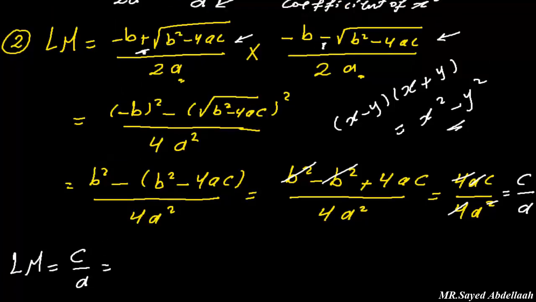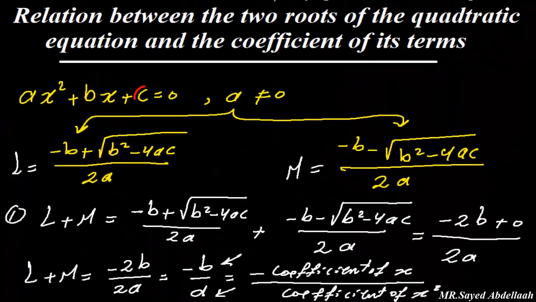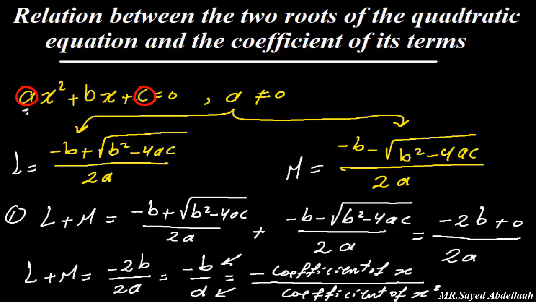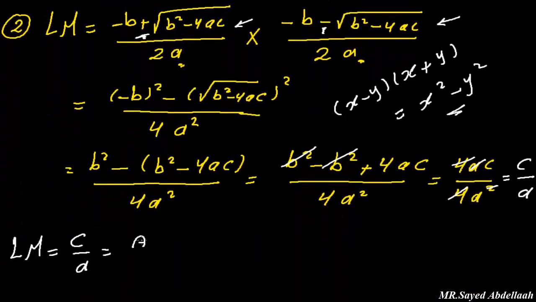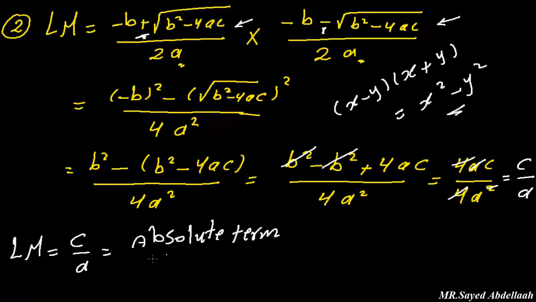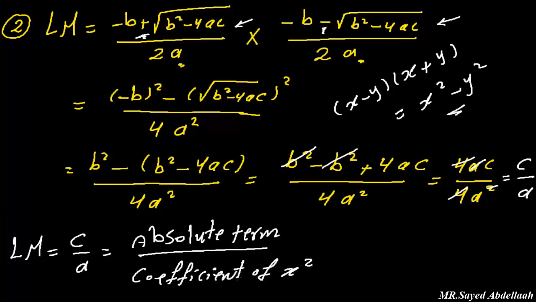c is the absolute term and a is the coefficient of x². Then we can write the product of two roots equals the absolute term over the coefficient of x².